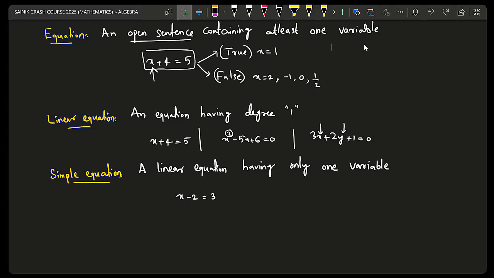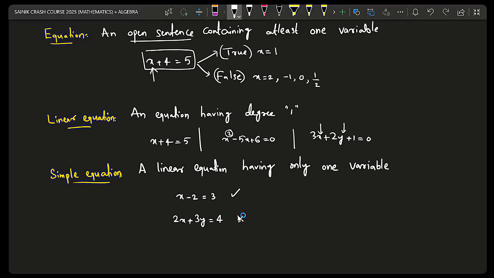Let's take another example. So this is simple equation, x minus 2 is equal to 3. If I take 2x plus 3y is equal to 4, Sanvi, do you think this is a simple equation or not? Sir, no. Why no? It's having maximum power of the variable 1 only, for x also 1, for y also 1. But why is it not a simple equation? There is another condition that it can have only one variable, but there are two variables, no? Yes, sir. That's why it is not a simple equation.